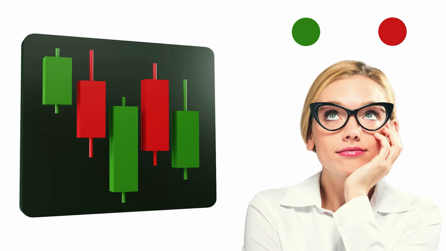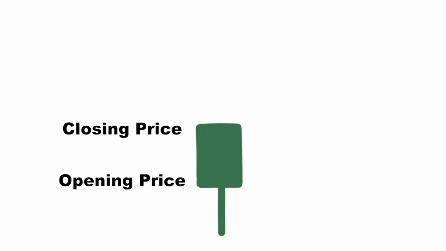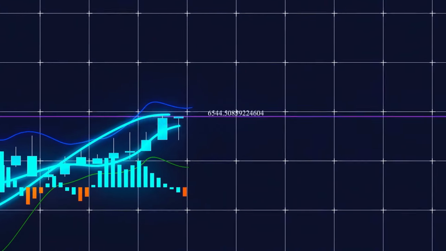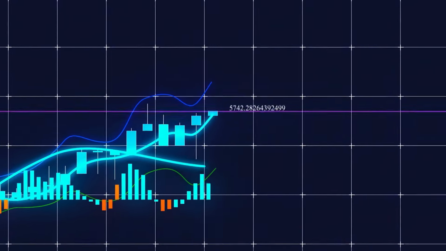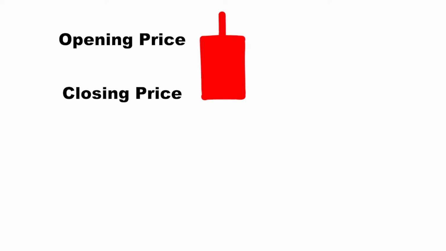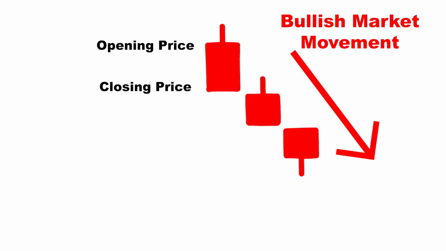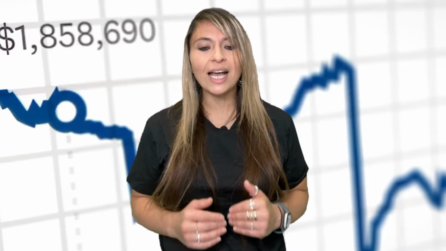So what do candlestick colors mean? If the closing price is above the opening price, the candlestick is often green. This indicates a bullish market movement, meaning the price has increased during the time frame. If the closing price is below the opening price, the candlestick is usually red. This signifies a bearish market movement, meaning the price has decreased during the time frame.